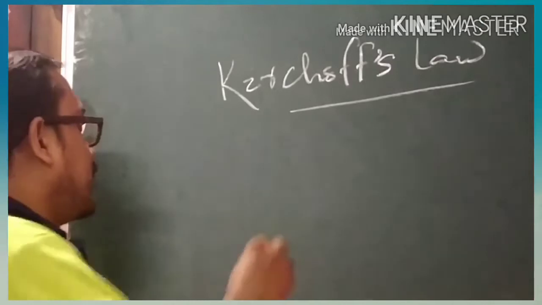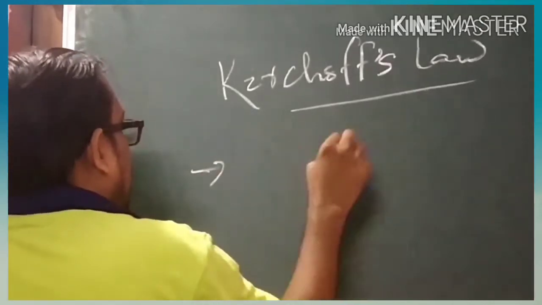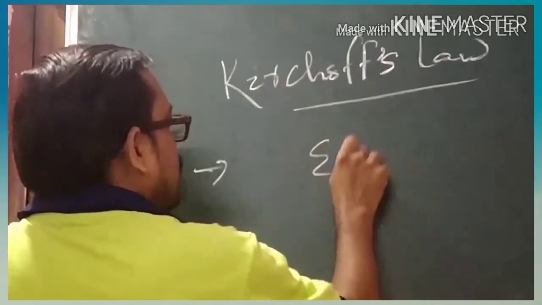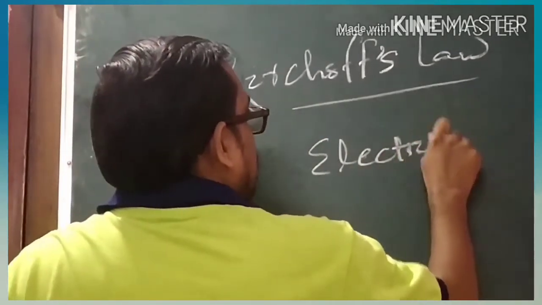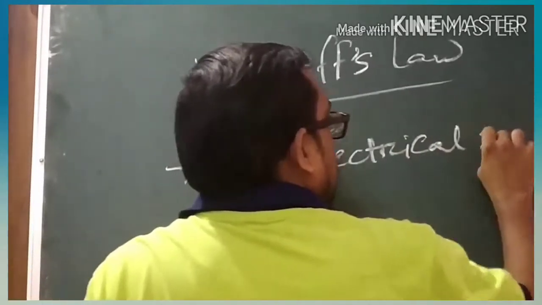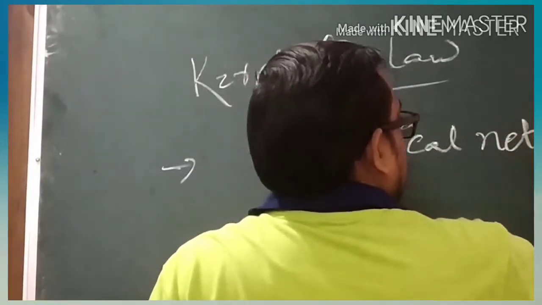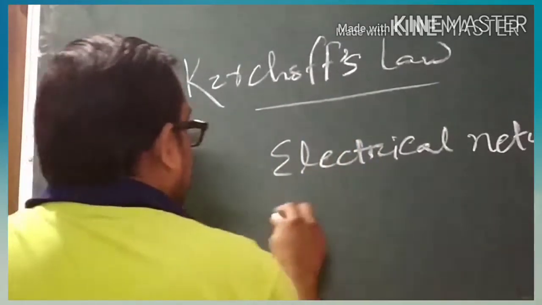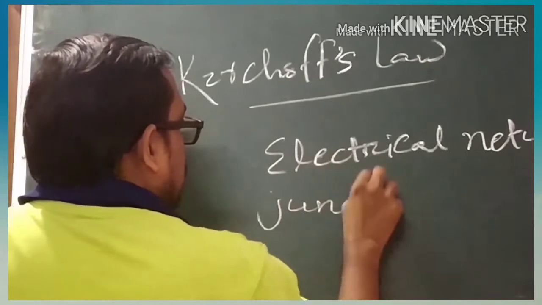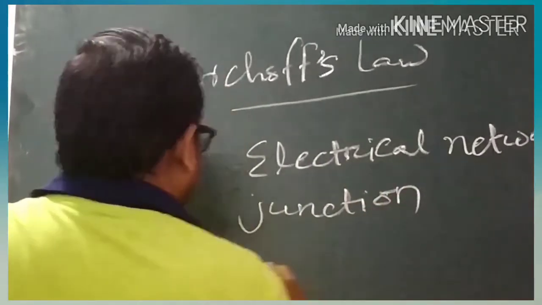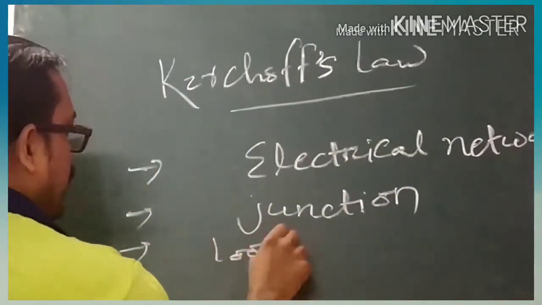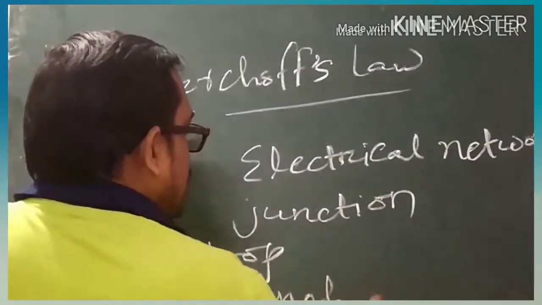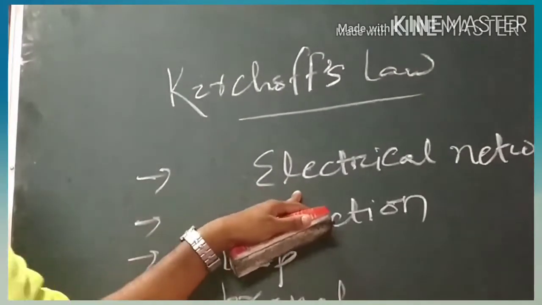Before going to Kirchhoff's law, we have to understand some new terms. First, your network or electrical network. Second, your junction, then loop, then branch. So, what is an electrical network?